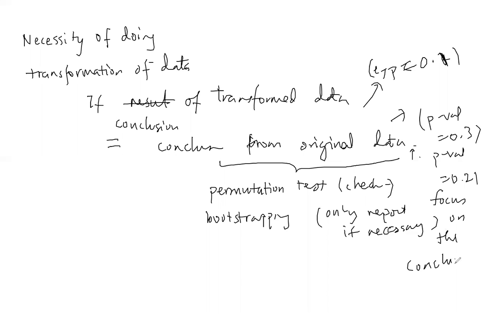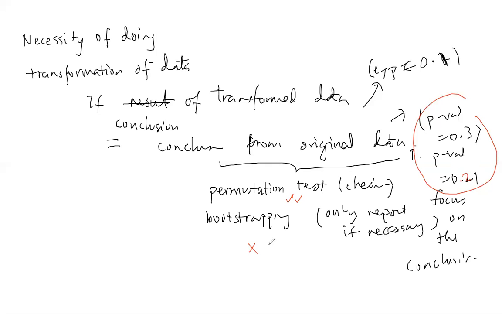I noticed that some students compare the p-value. They look at this, they say that, oh, the original one is 0.3. When I use permutation test or bootstrapping, it drops to 0.2. There's a drop of 0.1. So yes, then I should use permutation test. Actually, that is not logical.